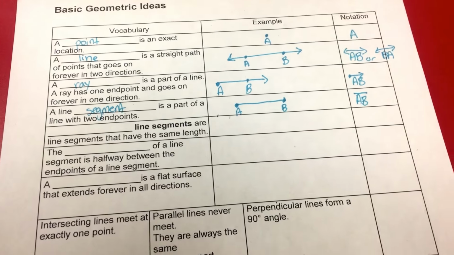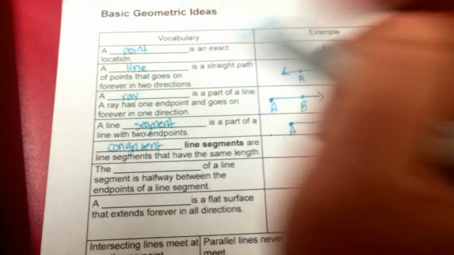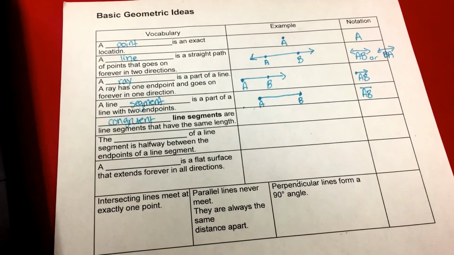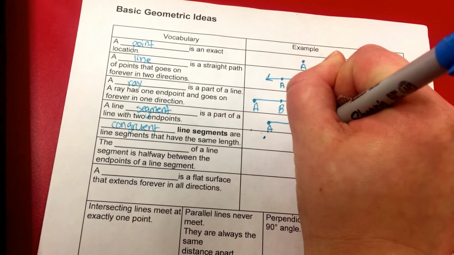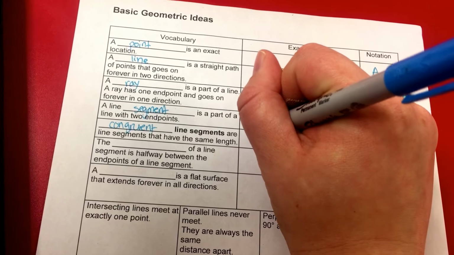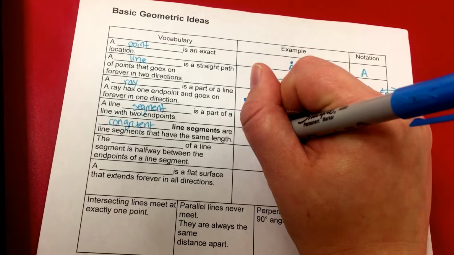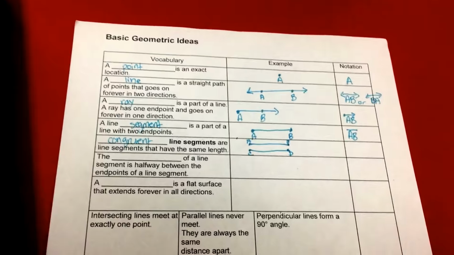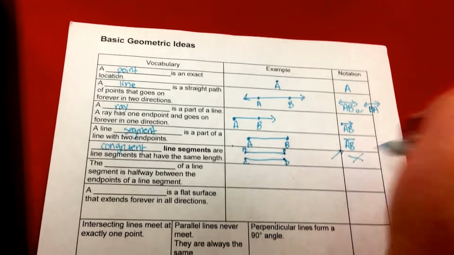Then we have something called congruent line segments. Congruent, we should know by now, means equal to or similar to. So congruent line segments are just going to be line segments that have the same length. So if we had A and B here and C and D here, those are congruent. We would write them the same way that you write those, so we can cross this box out.